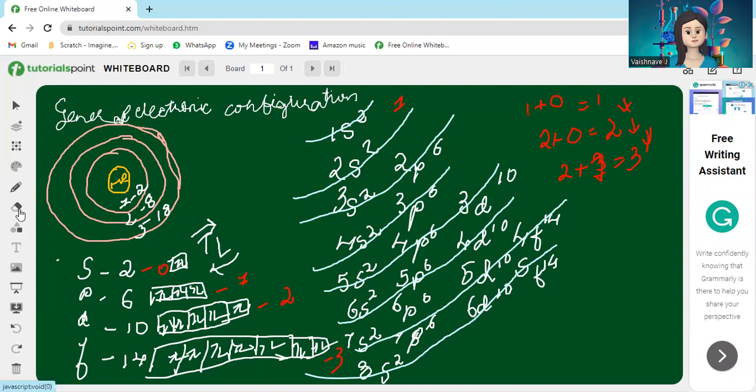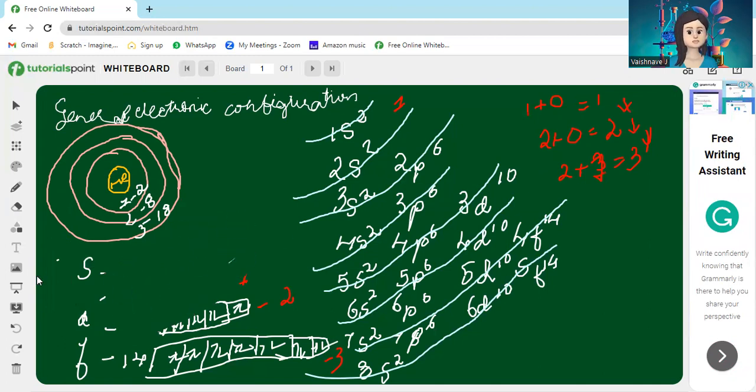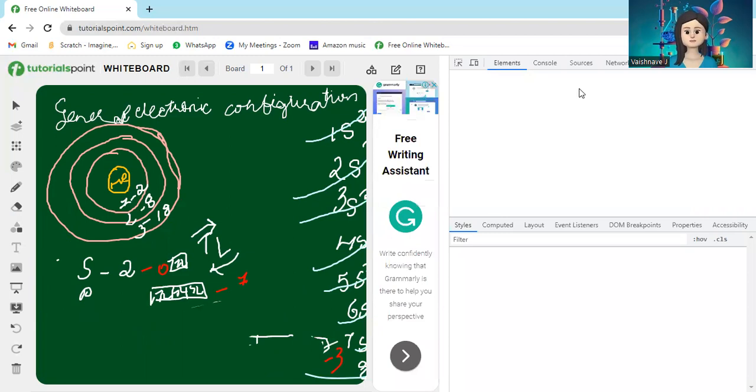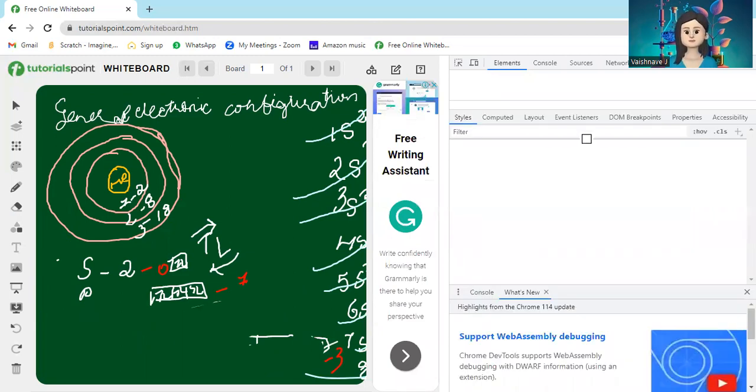Based on these n plus L values, we will write the order of how to write electronic configuration. First we will write the order, then we will try a few examples. Yes, this is the n plus L value.